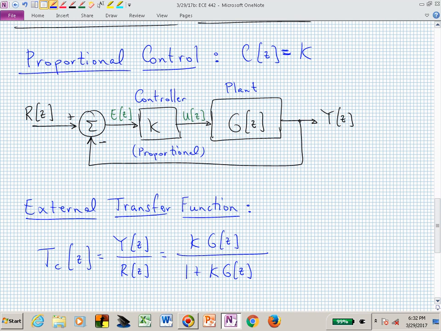We can use our T sub C. That was CG over 1 plus CG, but now C is K. So now our closed-loop transfer function is KG over 1 plus KG. And G, in general, is a ratio of polynomials. So here in T sub C of Z, in this formula, we have a ratio of ratios, right? The numerator has a numerator and denominator, and the denominator has a numerator and denominator, because it contains G of Z.